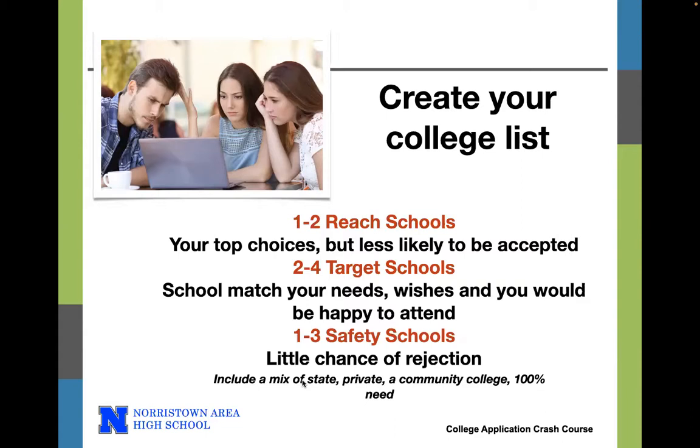So you want to do a mix of state, private, and community college, okay? So don't have all private schools on your list. Don't have all public schools on your list. Don't have all highly selective, meaning those schools are 5, 10, 15% acceptance rate. You want to put a little bit of everything there.